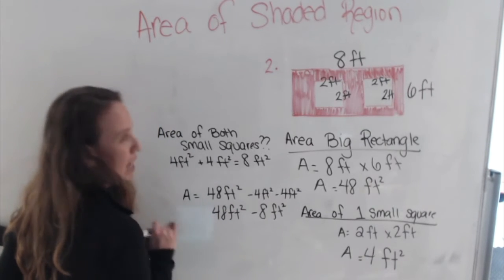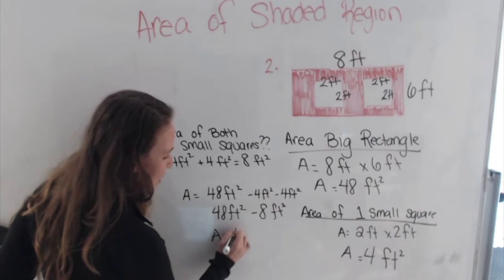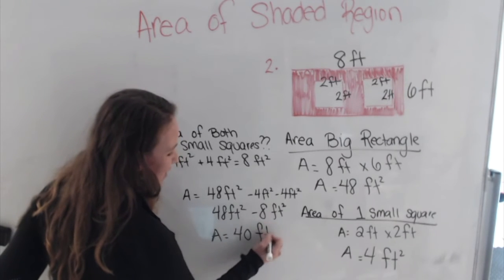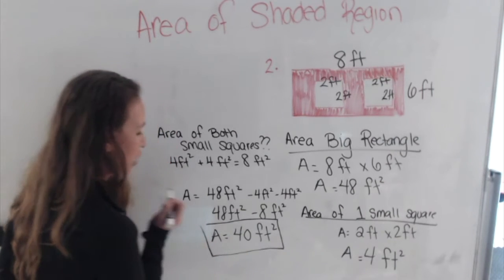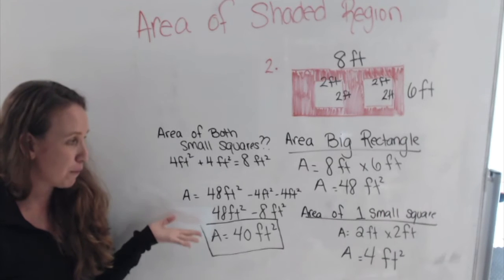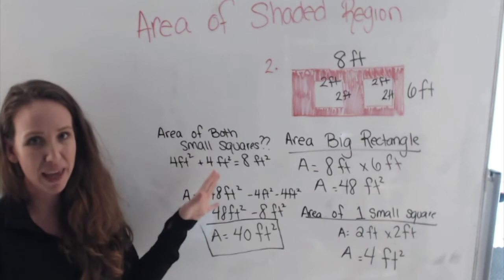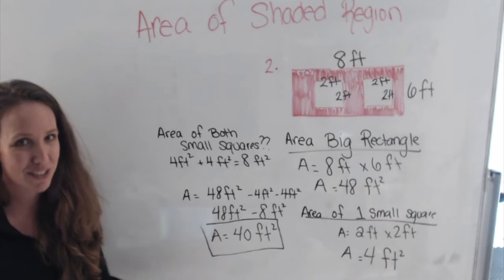And what's 48 minus 8? That's right. It's 40 feet squared. So the area of the shaded region is 40 feet squared. Now again, just like before, I have so much work on my page, I want to make sure my teacher can find it. Box those answers.